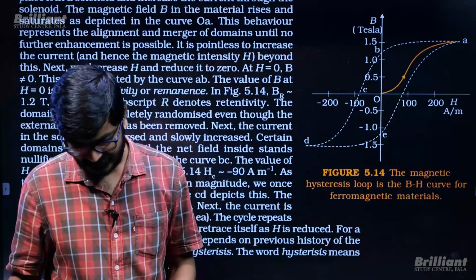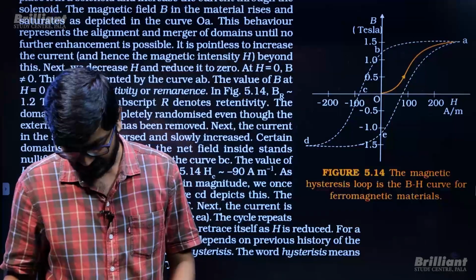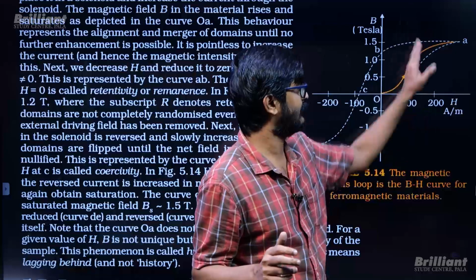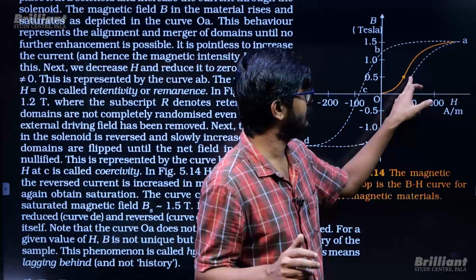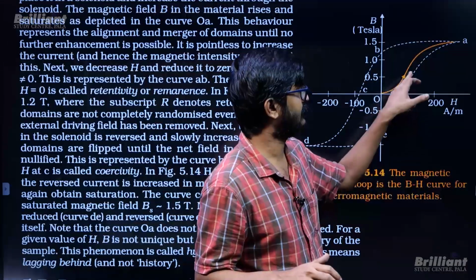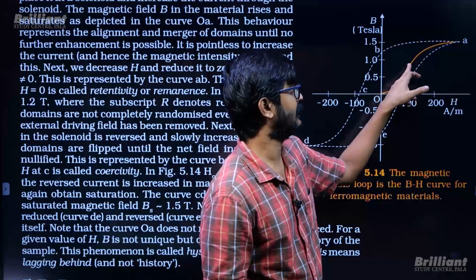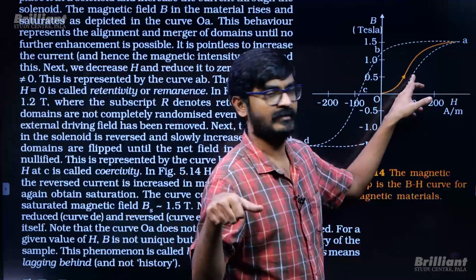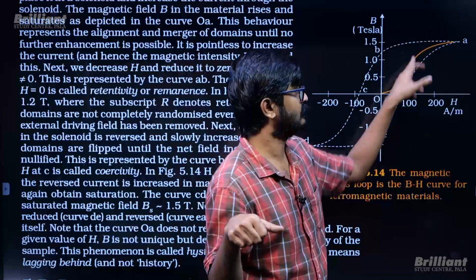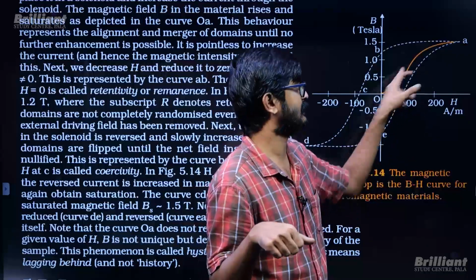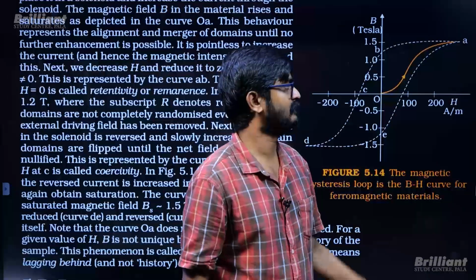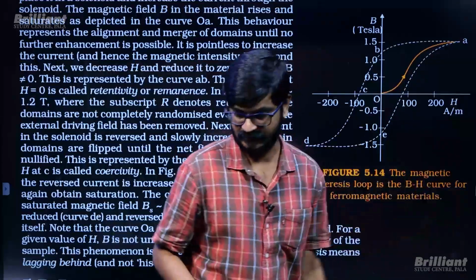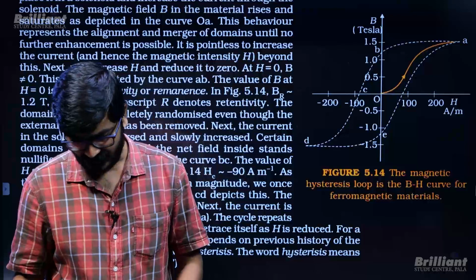For a given value of H, B is not unique but depends on previous history of the sample. For the same given value of H, initially there was some overall magnetic field. While coming back, it was some other magnetic field. While you are applying magnetic field in this direction, there is yet another. So it's not a particular value. It depends on the history, where it is coming from, whether it is coming from negative saturation or positive saturation or without any saturation. This phenomenon is called hysteresis.